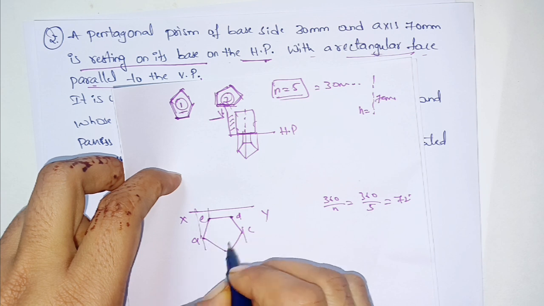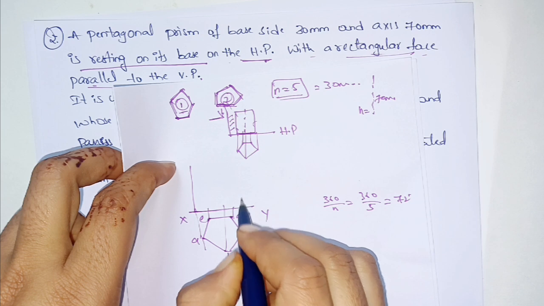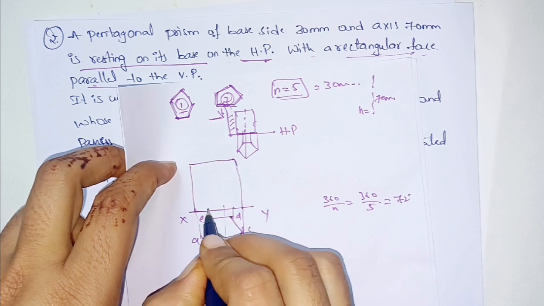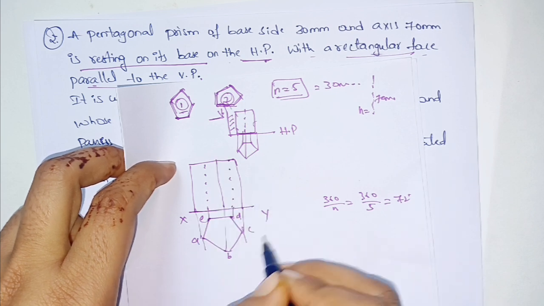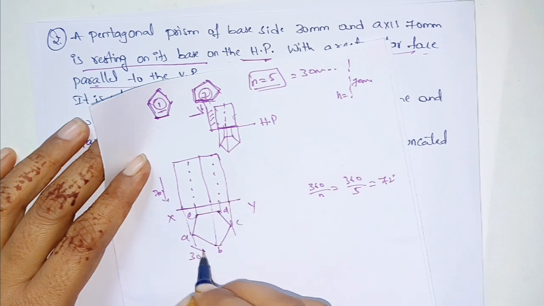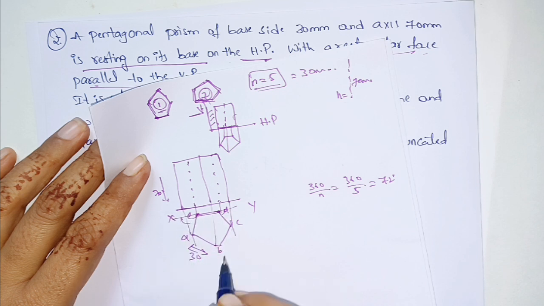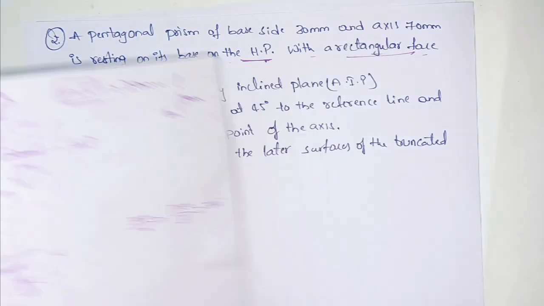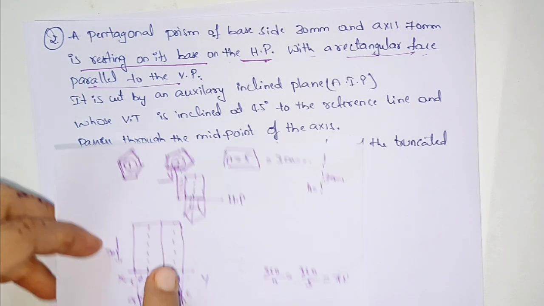Next you have to project above, and the axis is nothing but the height, 70 mm. Draw a rectangular box first, and draw the hidden points with dotted lines. E and D are the dotted lines, and A, B, C are the main points. This axis is 70 mm and this side is 30 mm. Take the pentagon's outer angles of 72 each. Then draw the pentagon and a rectangular face parallel to the VP. This is the diagram.